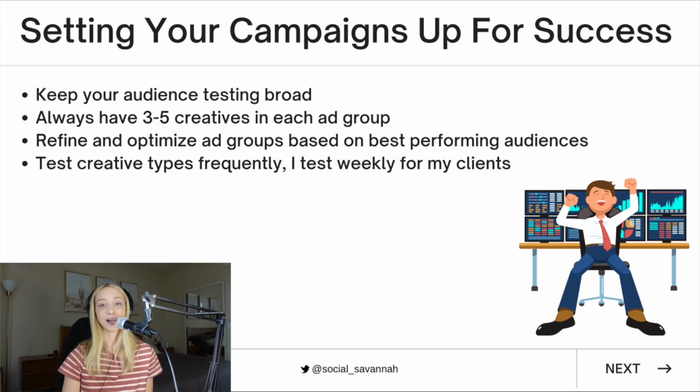Test creative types frequently. For my clients, I test creatives on a weekly basis. On Snapchat, and this is good advice for any other platform, don't set and forget. You always want to be learning and improving. You can always improve your ad performance by doubling down on the creative that's working. If you have no creatives that are working, that means you really need to get testing, because you need to be testing a lot of different stuff to figure out what's going to resonate. So test. It's never a set and forget process.